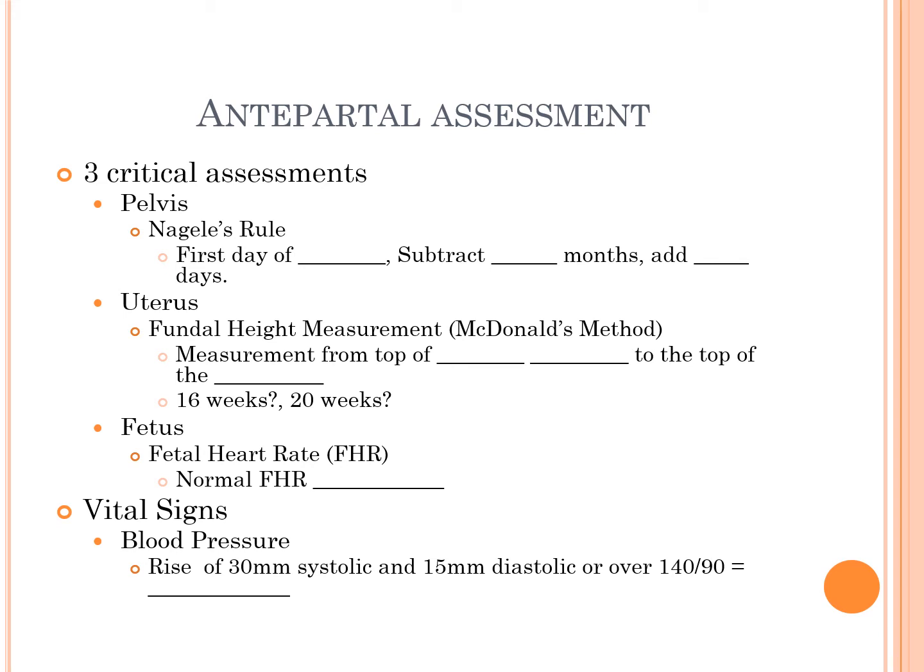So antenatal assessment, there's 3 critical assessments. We have to do a pelvic assessment. Then we have to do a uterine assessment and a fetal assessment. The pelvic assessment is going to help us determine whether or not a woman can deliver vaginally. This used to be something we did often, but now we kind of give everyone a trial of labor to see if they're able to dilate and descend.